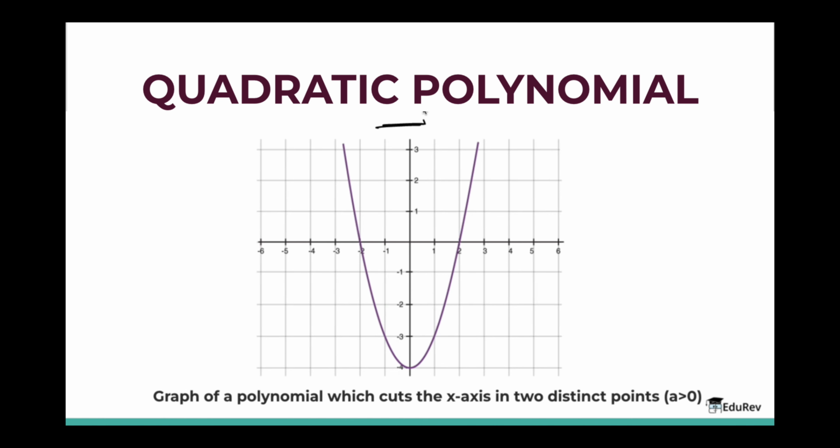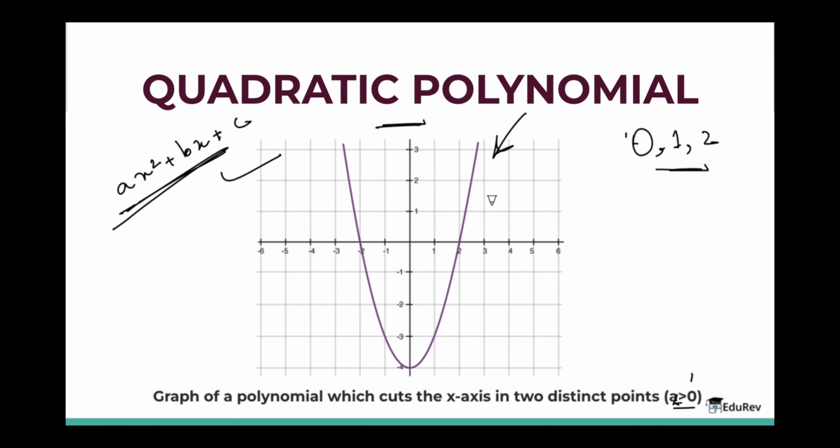Now let's understand the geometric representation of a quadratic polynomial. The graph of a quadratic polynomial looks like a parabola, as you can see here. It looks like a U that opens either upwards or downwards depending on the value of a in ax square plus bx plus c. If a is positive, then the parabola opens upwards, and if a is negative, then the parabola is going to open downwards. It can cut the x-axis at 0, 1 or 2 points.